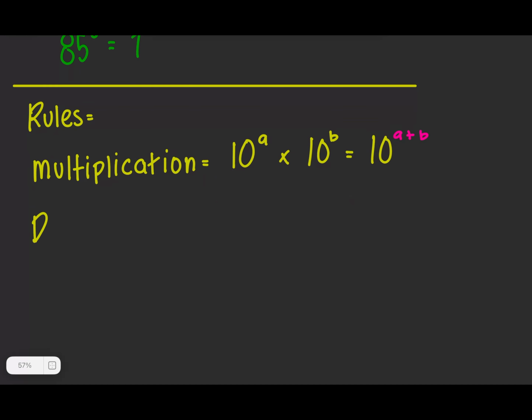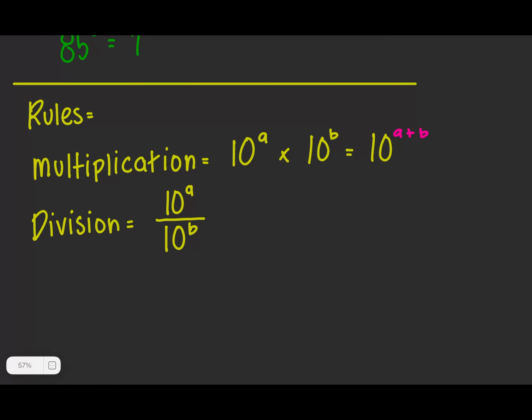If we were to divide, and say we have 10 raised to the power of A divided by 10 raised to the power of B, we just subtract the bottom exponent from the top one. So this would be equal to 10 raised to the power of A minus B.